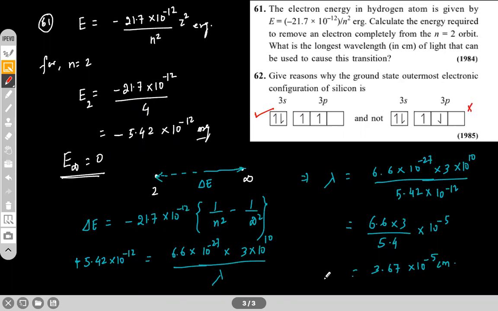Obviously, the second one is wrong because according to Hund's rule, the unpaired electrons present in orbitals of the same subshell must have the same spin. It can be either clockwise or anticlockwise, but it is not possible that one is clockwise and the other is anticlockwise. Either you take all as anticlockwise or all as clockwise. So according to Hund's rule, this is not valid. Hence the answer of this question is, okay?